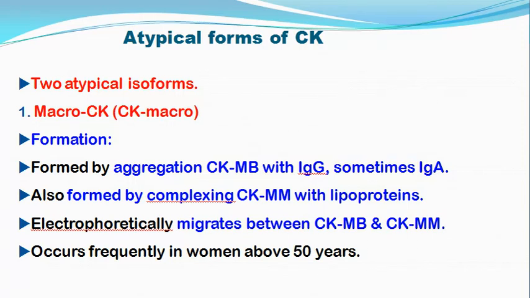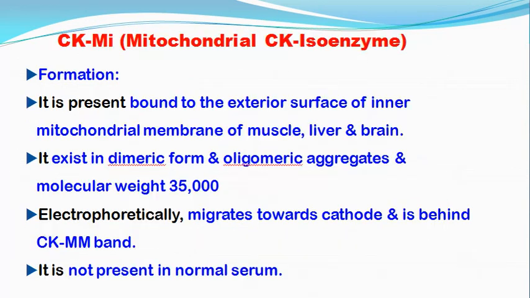One is the macro CK or CPK, and it is formed by aggregation of CPKBB subunit with immunoglobulin G and sometimes with immunoglobulin A. It is also formed by complexing CPKMM subunit with lipoproteins, and electrophoretically migrates between CPKMB and CPKMM. It occurs frequently in women above 50 years.